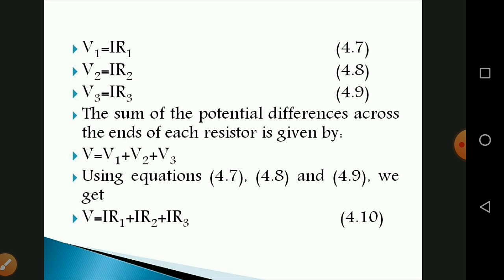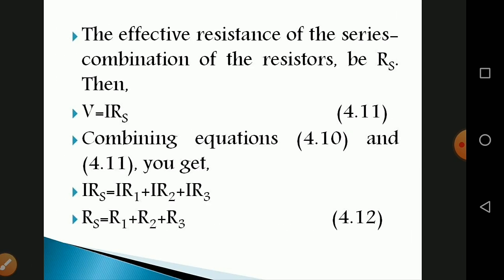The effective resistor is a single resistor which can replace the resistors effectively, so as to allow the same current through the electric circuit. Let the effective resistance of the series combination of the resistors be RS. That means resistors in series.